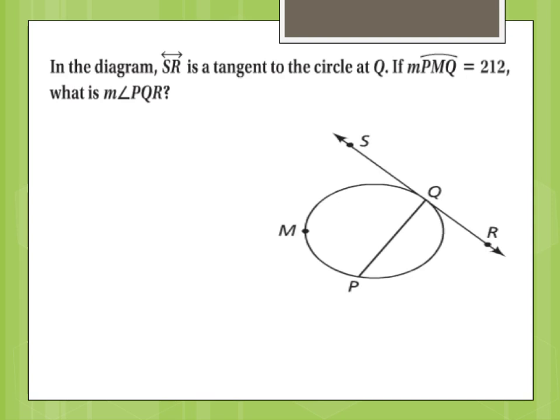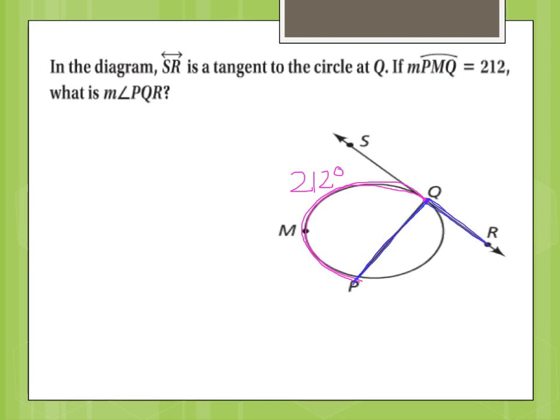In this diagram, SR is tangent. That means it only touches the circle at this point right here. It's telling me arc PMQ, so I'm going to label that right here. This is equal to 212 degrees. So asking, what's the measure of PQR? This angle right here.